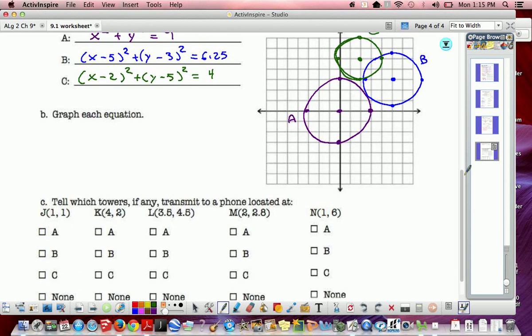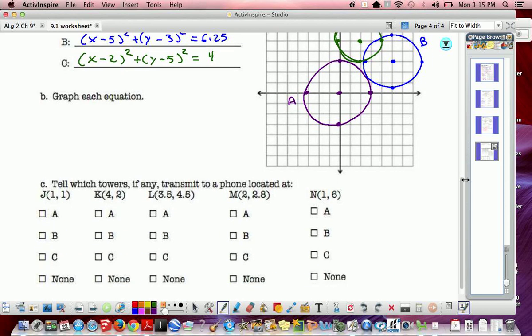So now it asks, tell which towers, if any, transmit the phone calls. All right, so on the first one it says the point (1, 1). Well, here's the point (1, 1). That's only in A. (4, 2). 1, 2, 3, 4, 2. That's definitely in B's range.